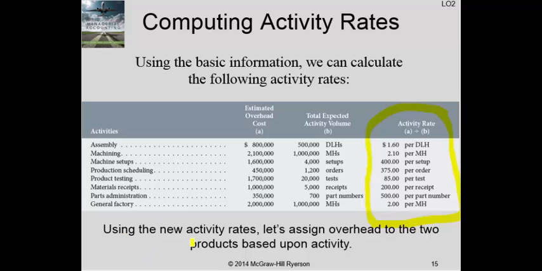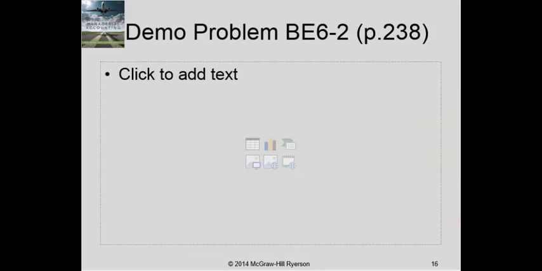Right. So the second part of this problem is going to be to allocate the overhead to the 2 products. But before we do that, we're actually going to do a demo problem, brief exercise 6-2, which is located on page 238. Take a few minutes, take a stab at it based on what you've seen in the last couple of slides, and see if you come up with the answer. And then you can watch me solve it in part 2 of the lecture.